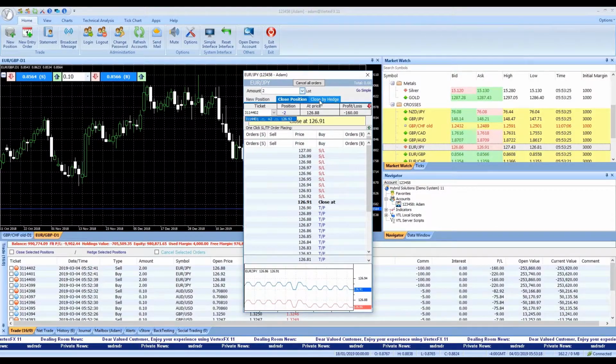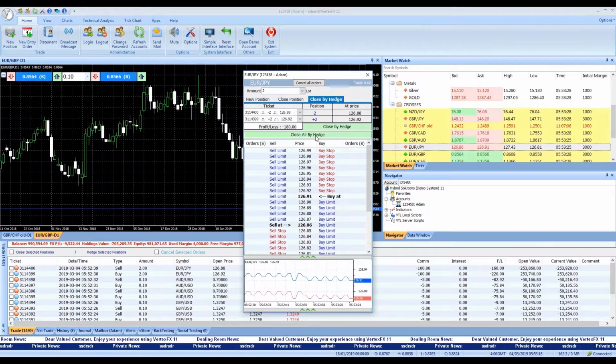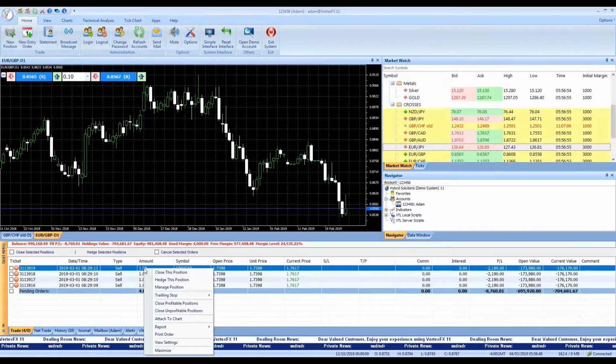The ability to close by hedge. Close all by hedge, no need to select hedge positions one by one.